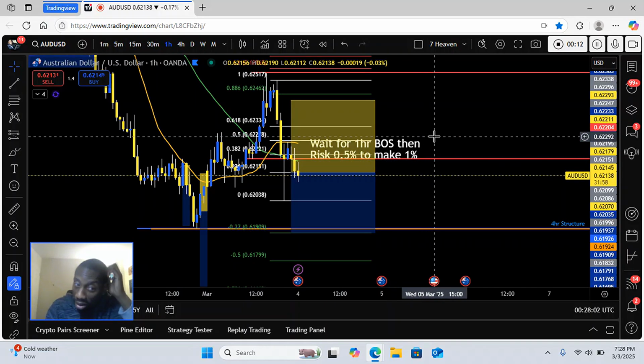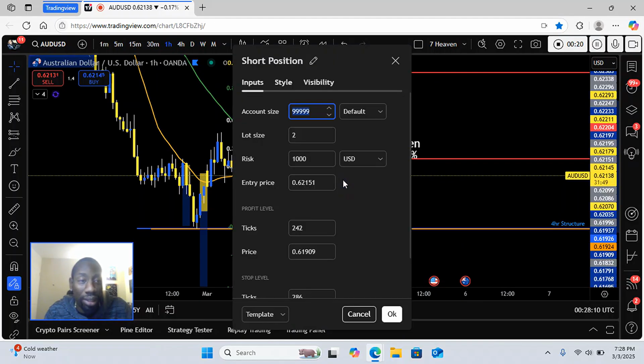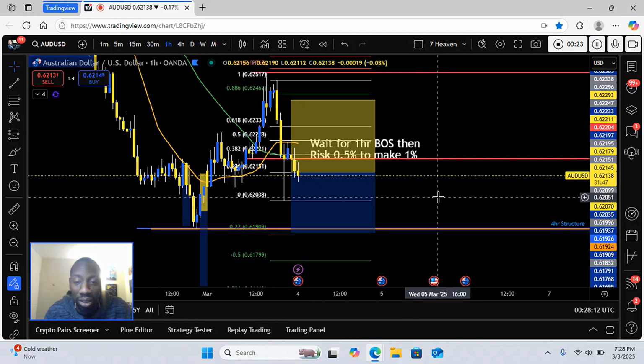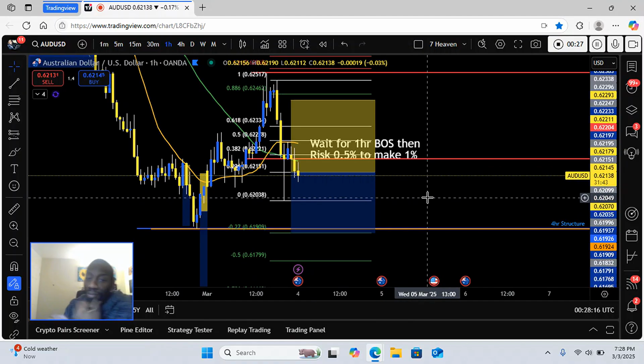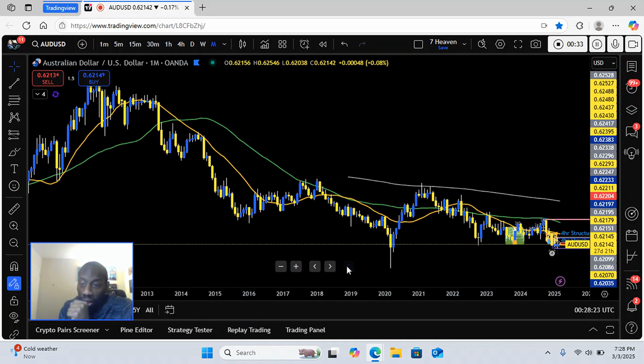I got about 3 different trades to put in on my accounts right now, and right now I'm just setting up AUD USD. It just broke structure on the 1 hour. Just a little easy breakdown here.